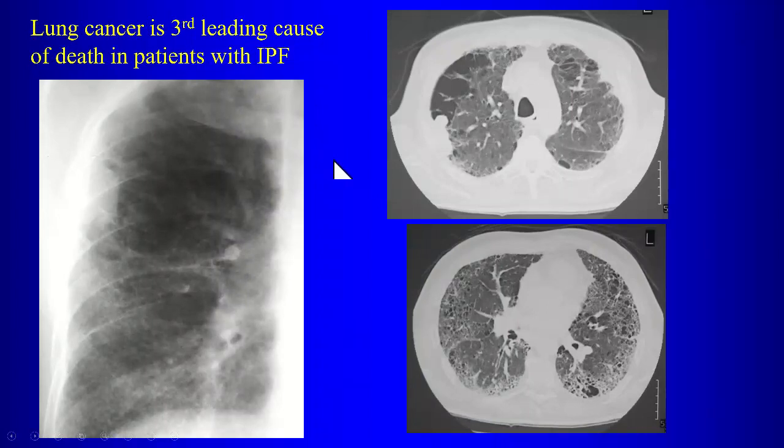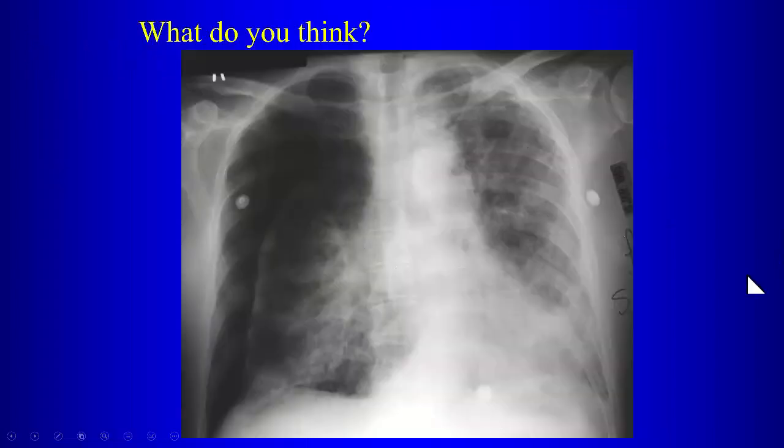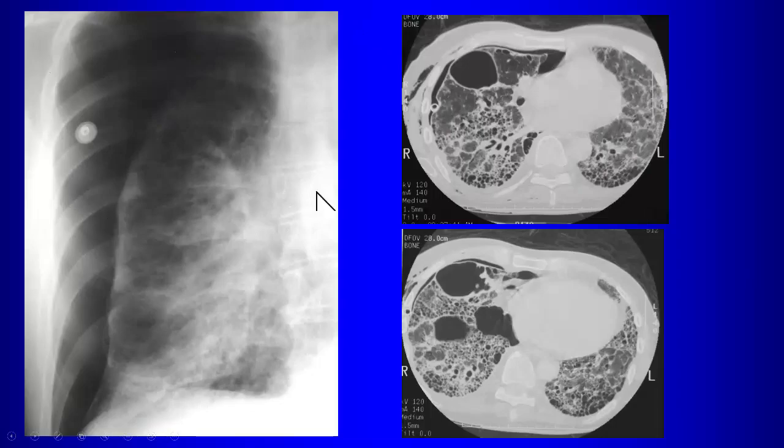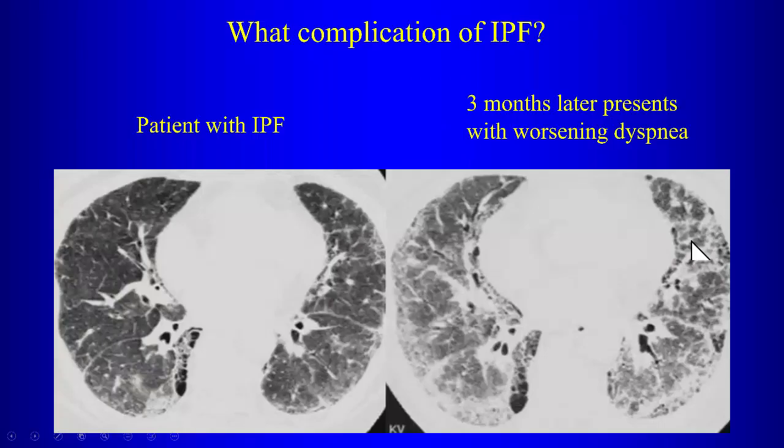So, lung cancer, third leading cause of death in patients. Interestingly, smoking is associated with IPF. This patient was a smoker, that's that bullous lung disease with the IPF, and also would increase your risk for lung cancer. What complication of IPF do we have here? Pneumothorax, yeah. So with this honeycombing, especially in the periphery, any of these can break into the pleural space and can give you a pneumothorax. So that you can also see with IPF.